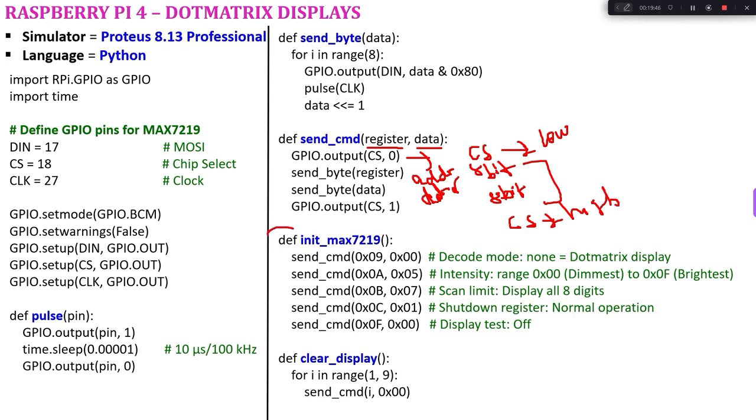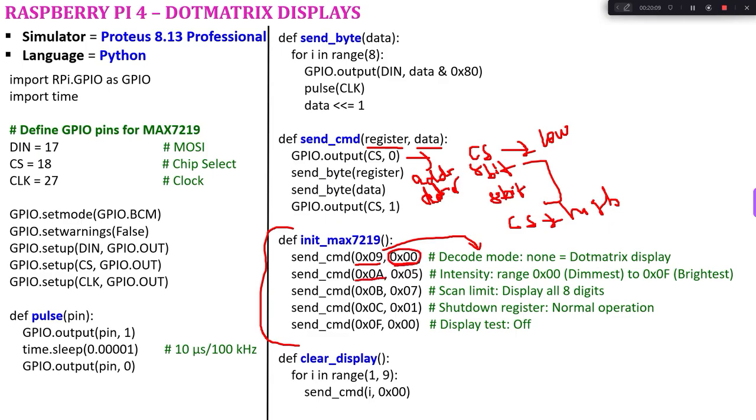Then I am going to initialize the MAX 7219. So first address 0x09, I am going to send 0x00. So 0x09 represents the decode mode. As I said, decode mode can be used for your 7-segment display, not for your dot matrix. So if I want to use it for dot matrix, we set the value to be 0x00.